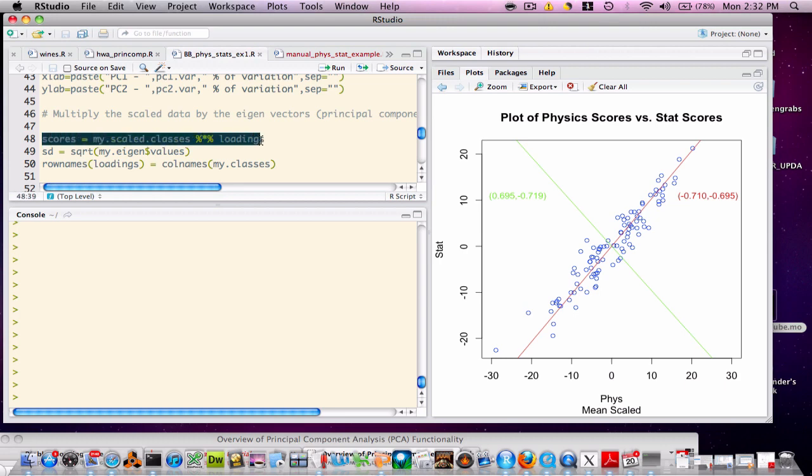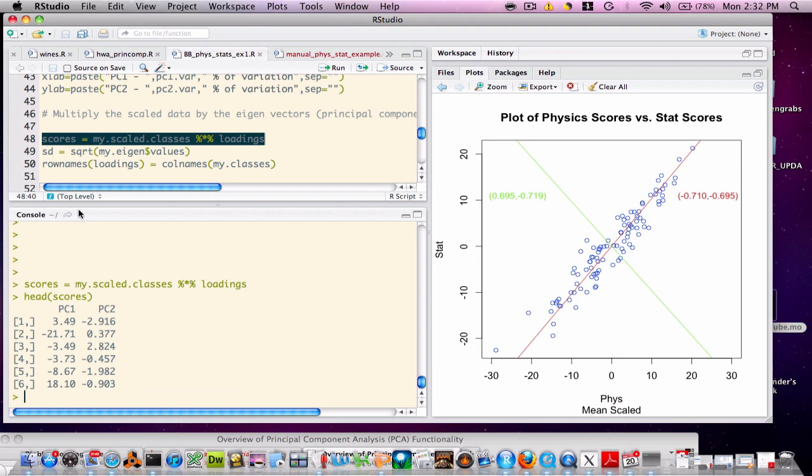Now you'll hear scores mentioned in the built-in R procedures that help you do PCA as well as the literature. So it's important that you understand what that actually means. If we look at the first few lines of the scores matrix, you'll see that there'll be 100 rows and the data is now in terms of the principal components.